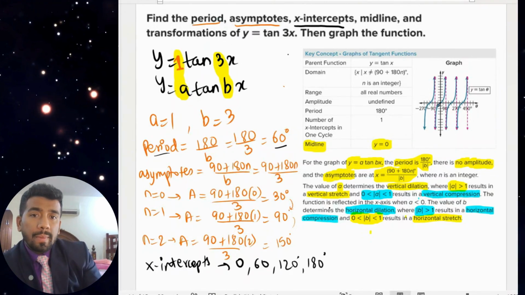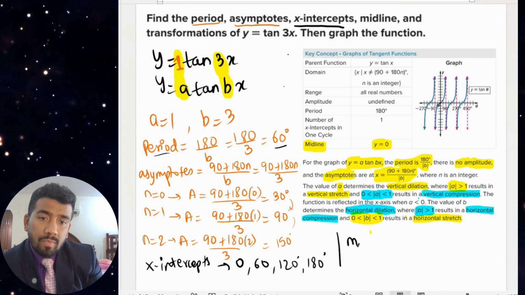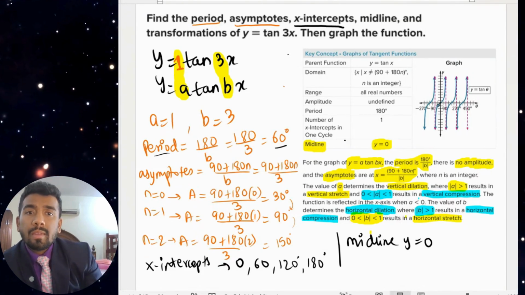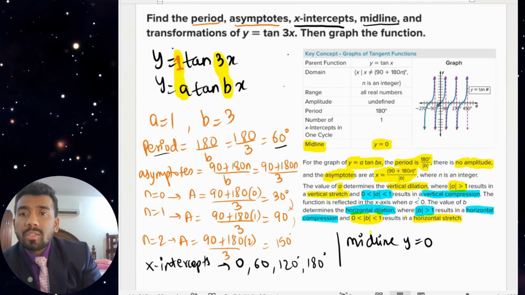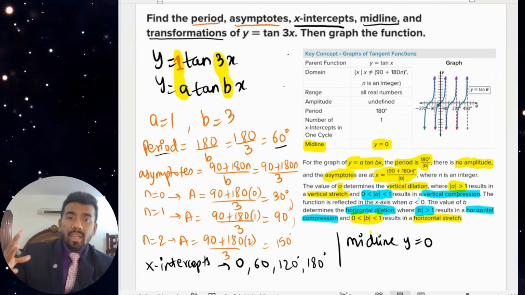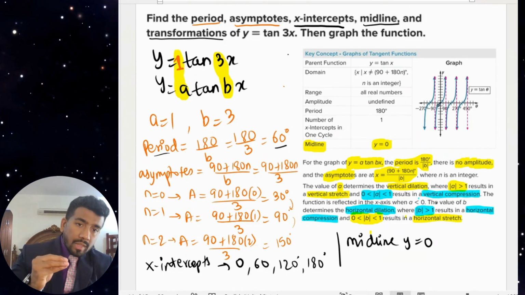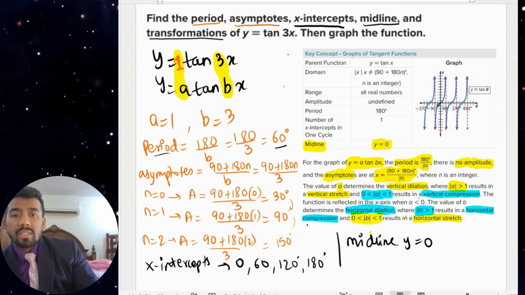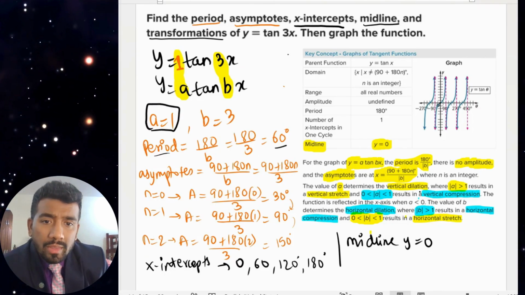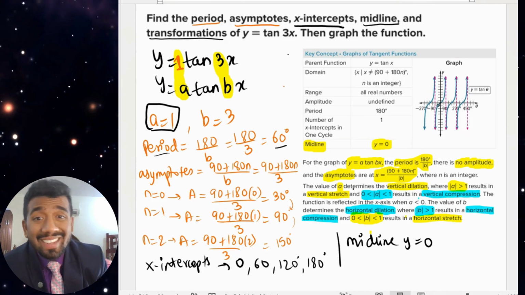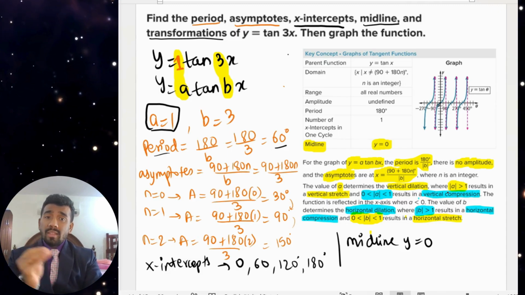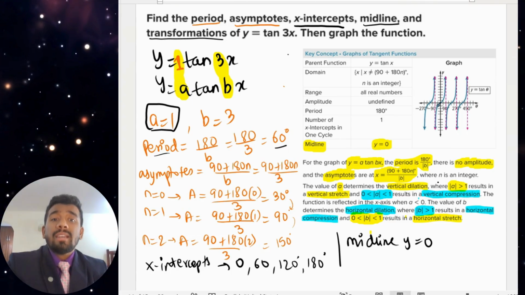Next is midline. Midline, everybody knows it's 0. So midline is always y equals 0. No need to change that. And transformation: how the graph will behave depends upon a. If a is more than 1, then it's vertically stretched. Less than 1, it's vertically compressed. And if a is 1, then it's neither vertically stretched nor vertically compressed.